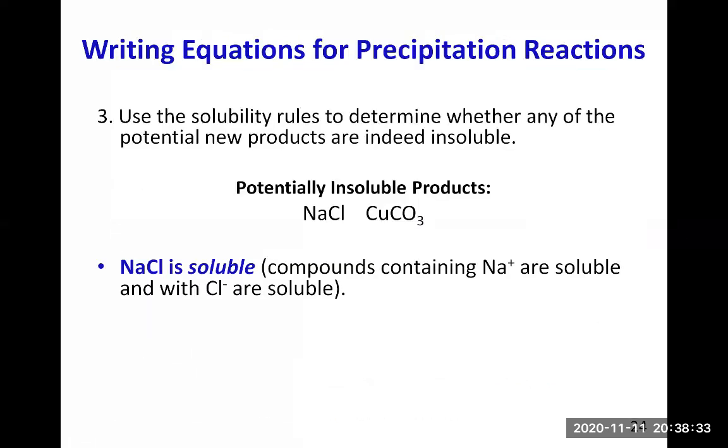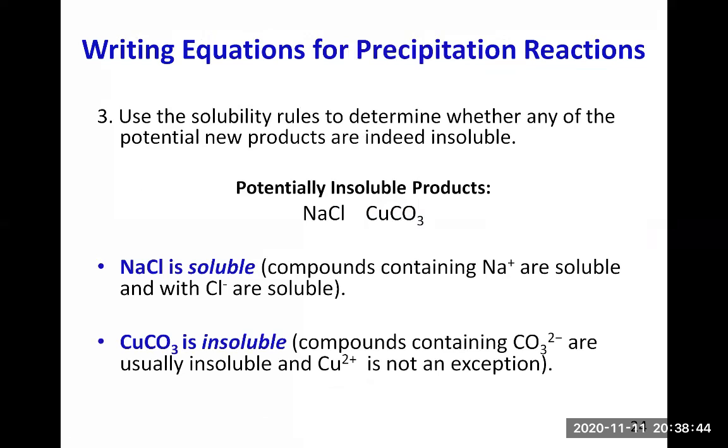So NaCl is soluble. Compounds containing Na+ are soluble, and with Cl-, it's still soluble. There are no exceptions with Na+. The carbonate, we said, is insoluble because carbonates are usually insoluble, and copper 2+ is not an exception.